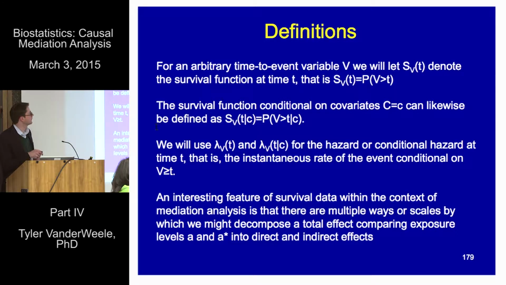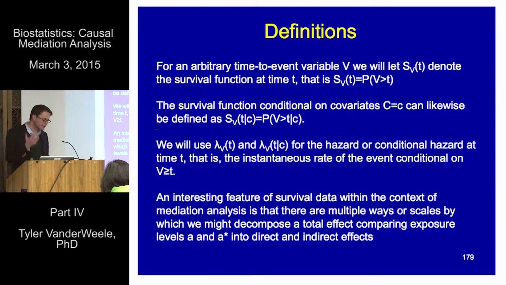For some time to event outcome V, we'll let S_V(t) be the survival function at time t. In other words, the probability that our time to event outcome exceeds the value t, that the outcome occurred after time t. And we can likewise define that conditional on the covariates. We'll use lambda_V(t), or lambda_V(t | c), to be the hazard or conditional hazard at time t. In other words, the instantaneous rate of the event conditional on survival up to time t.